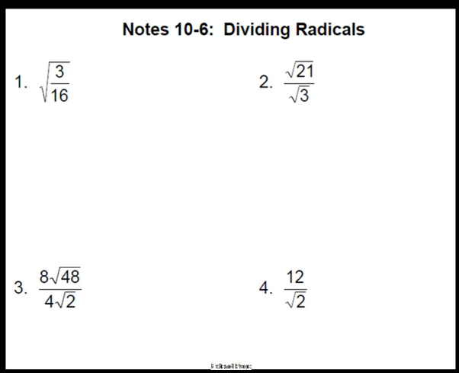Today we're going to be looking at dividing radicals. For dividing radicals, we have a nice little rule that says we cannot have a radical in our denominator. So anytime there's radicals in the denominator, we have to find a way to get rid of it. This is what we call rationalizing the denominator.